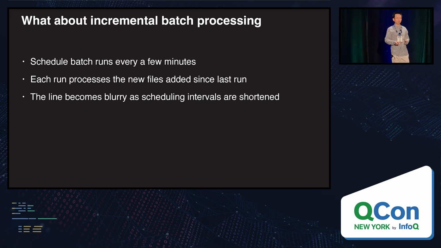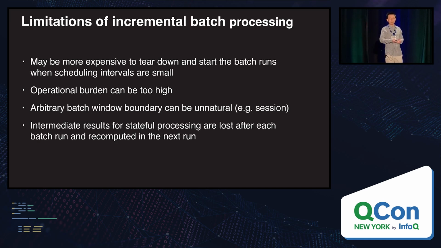As the scheduled interval shortens from hourly or daily to every few minutes or every minute, the line between streaming and batch actually becomes blurry. What is batch? What is streaming? Yeah, we probably cannot tell. So what are the limitations of incremental batch processing compared to the streaming execution we're talking about in this talk? First, as we shorten the scheduling interval to every minute or every couple of minutes, it might be more expensive to tear down the job and bring it up again just a few seconds later. We might as well just keep the job running all the time. That is essentially a streaming job, because a streaming job runs forever, it never terminates.